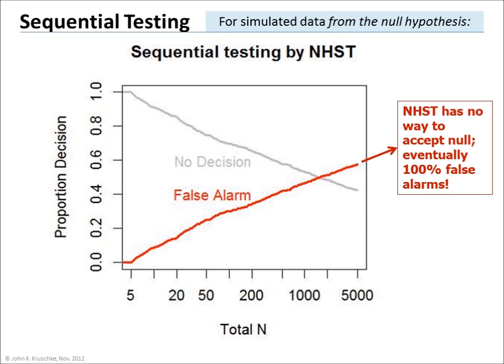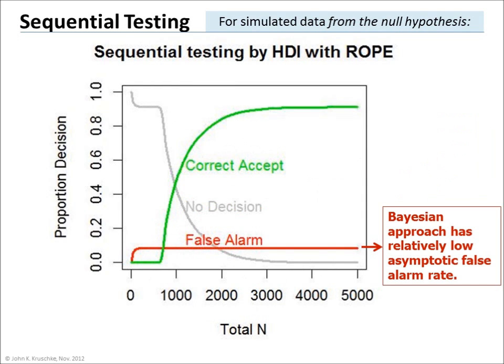The graph plots the proportion of sequences in which NHST falsely rejects the null as a function of sequence length. The red curve for false alarms essentially rises linearly on the logarithm of the sample size. NHST has no way to accept the null and will eventually produce 100% false alarms. In the Bayesian approach, the probability of false alarm asymptotes well below 100%.